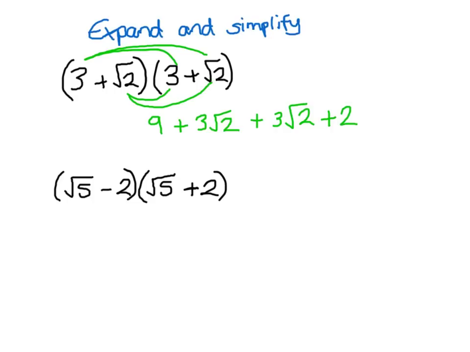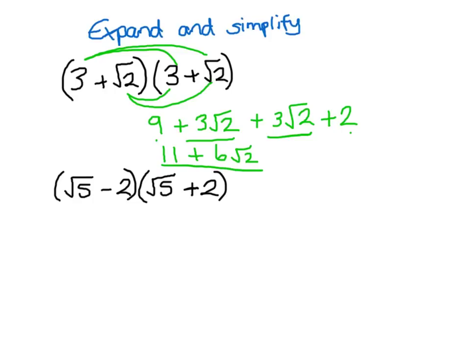And now I need to simplify that. So I've got some numbers that go together here to give me 11, and I've got 3 root 2 add 3 root 2, which gives me 6 lots of the square root of 2, which is my answer.